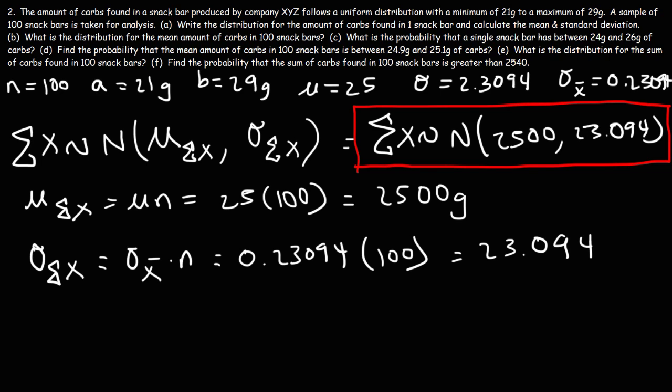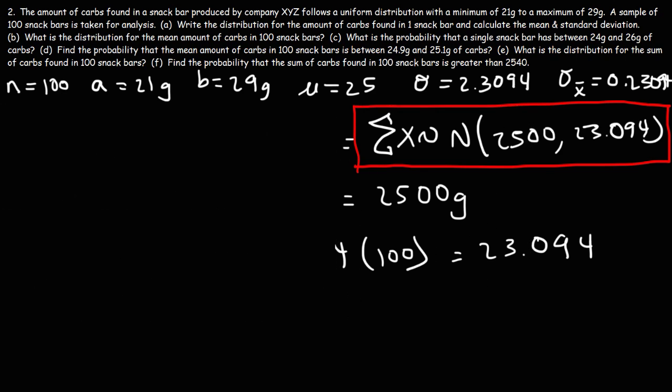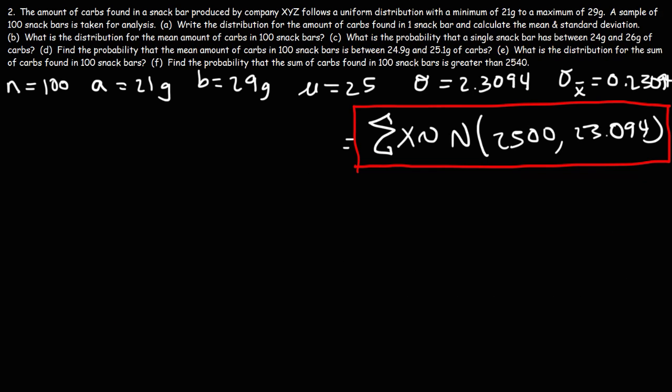Find the probability that the sum of carbs found in 100 snack bars is greater than 2540. So go ahead and try that. So the probability that the sum of the x values is greater than 2540.